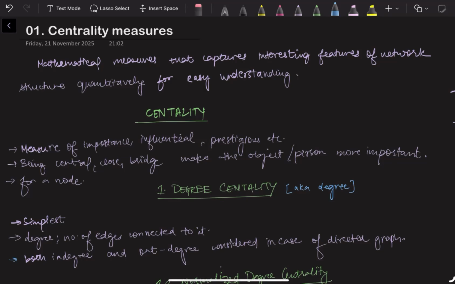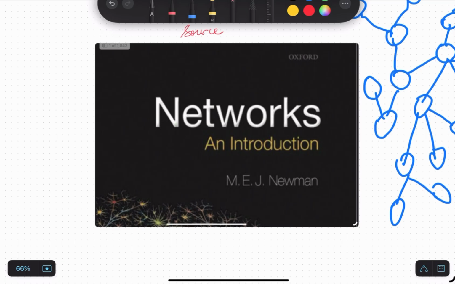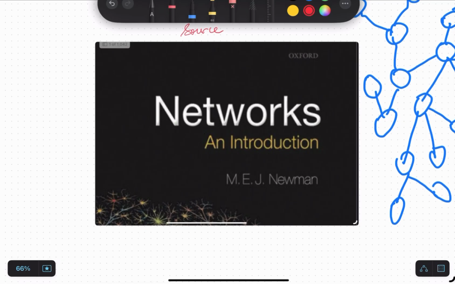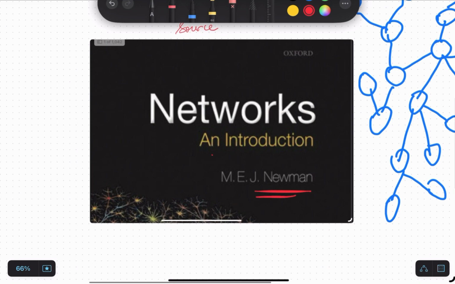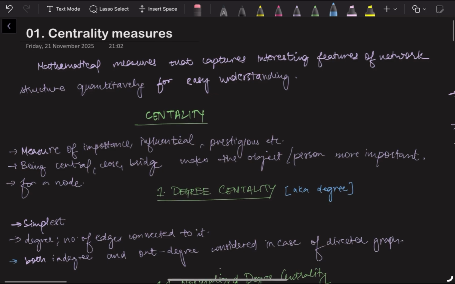Guys, today I'll be teaching you about centrality measures in a network. Before starting, these notes use the book Networks: An Introduction by M.E.J. Newman. If you have any further doubts, you may refer to it.